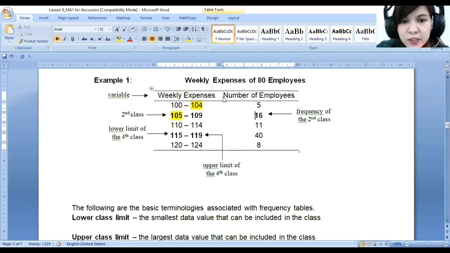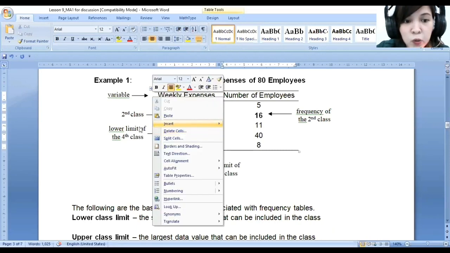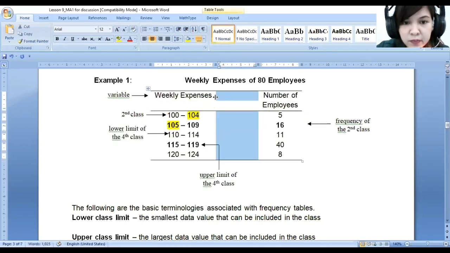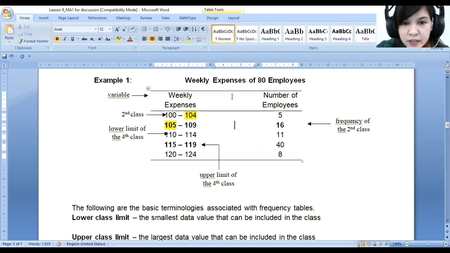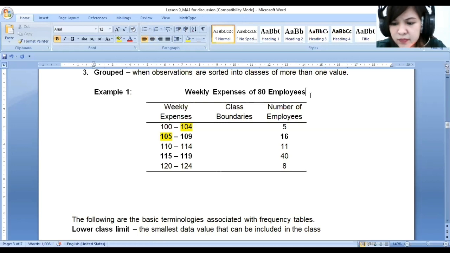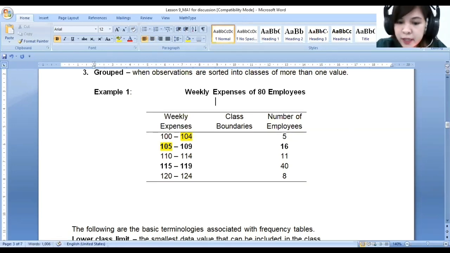So, para mawala yung gap na yun, mag-i-insert ako ng another column here. Lalagyan ko ito ng label, class boundaries. How to compute the class boundaries? Ang gagawin nyo, magma-minus 0.5 kayo sa left side. So, yung nasa kaliwa, yung lower class limit, bawat isa, magma-minus kayo ng 0.5. Then, dun sa upper limit, bawat isa, magpa-plus kayo ng 0.5. Ayan ang formula sa taas.